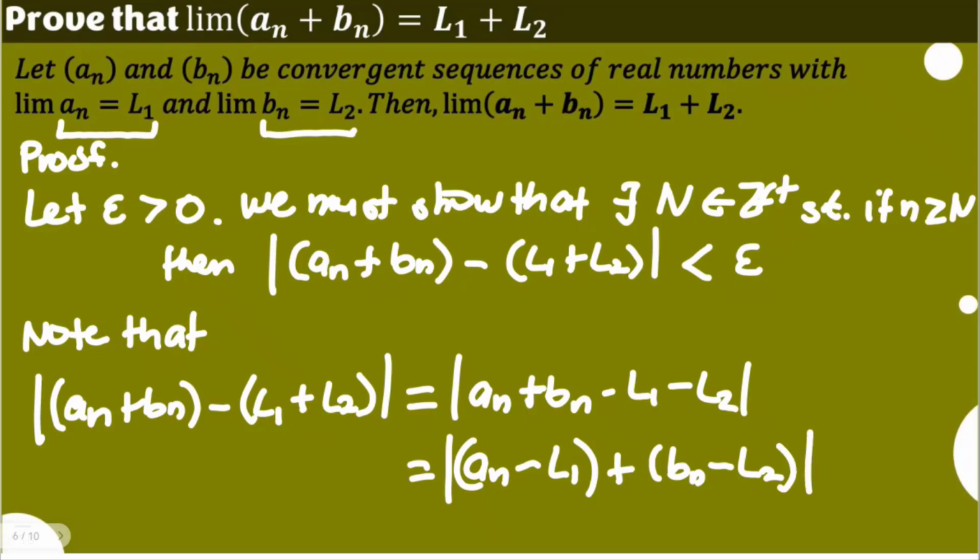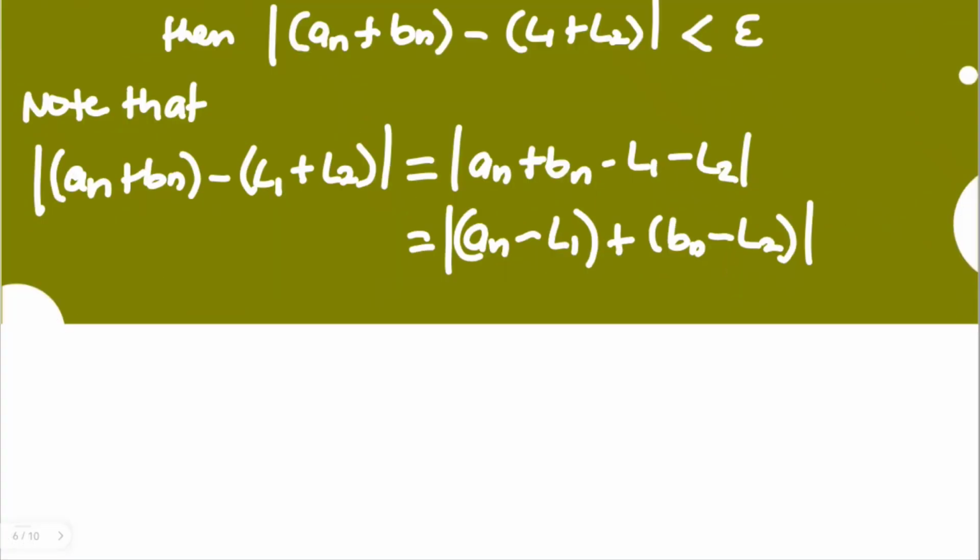Okay, so we have shown that there are pairings for known limits. We have this one and this one here. Then we can use the idea of a triangle inequality, where if we have the absolute value of the sum of two known limits, this is less than or equal to the sum of the individual absolute values. So you have the absolute value of a sub n minus L sub 1 plus the absolute value of b sub n minus L sub 2. This is according to the triangle inequality.